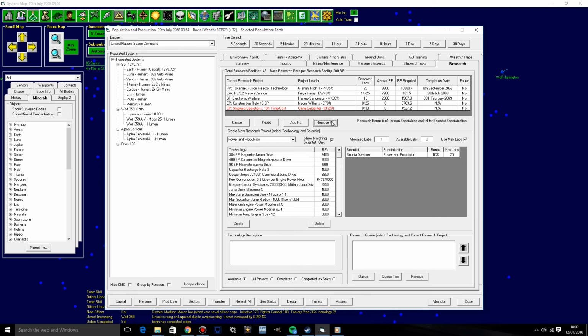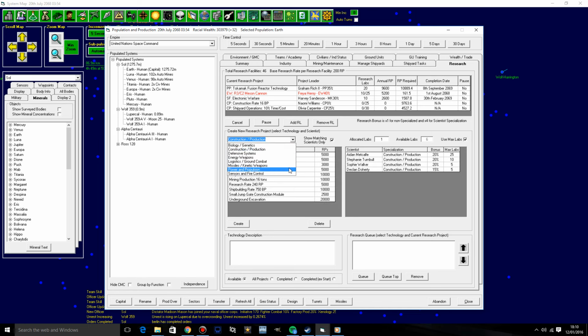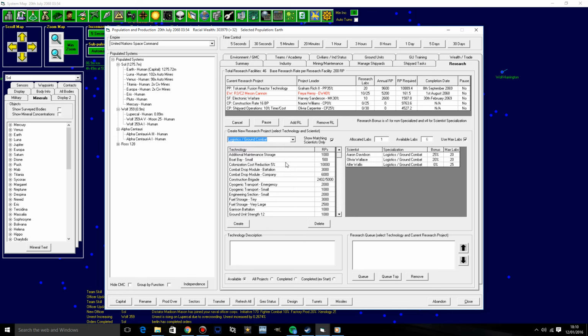So we'll remove the labs from here. We'll remove four labs from here. And we'll take a look at, is it construction production? No, it'd be logistics. Logistics slash ground combat. Now let's see. Mobile infantry battalion. Small troop transport bay, enough to transport a marine company. A battalion, we'll go for a battalion. Right, Aaron Davidson. That'll just take a little while. Not that long, I guess.